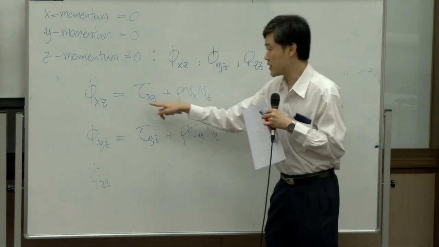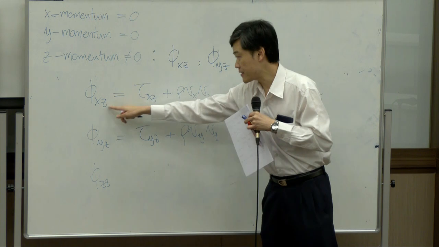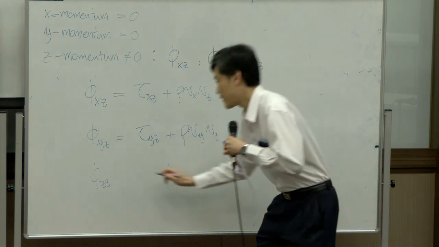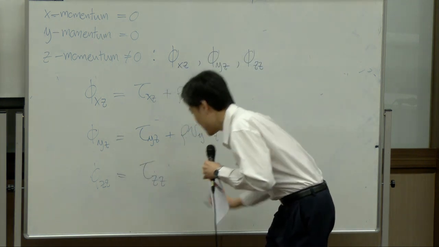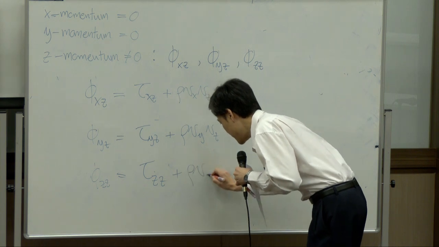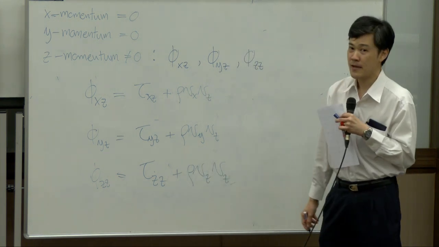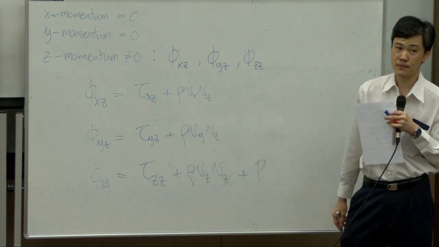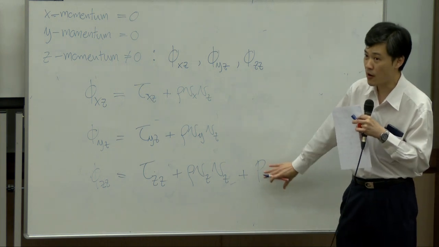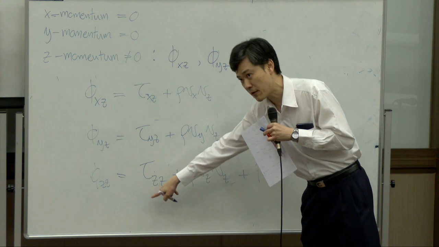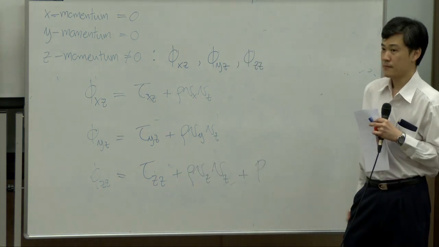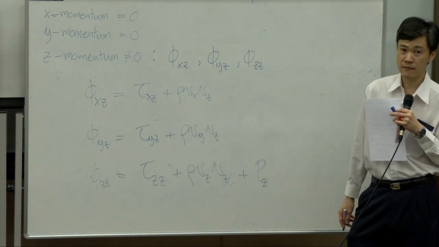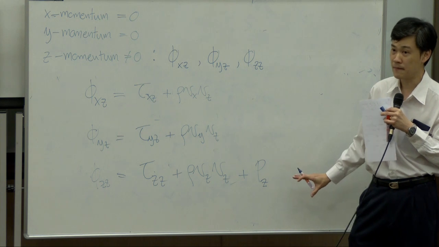It would be easier to just follow the subscript. For xx, you have xx all the way. For xz, you have xz all the way. For zz, you have tau zz, rho vz vz. And whenever you have the same subscript, you need to add pressure. Pressure acts only on the normal direction. That means whenever you have the same subscript. Let us imagine that pressure is in the z direction for the moment. Actually, pressure has no direction.